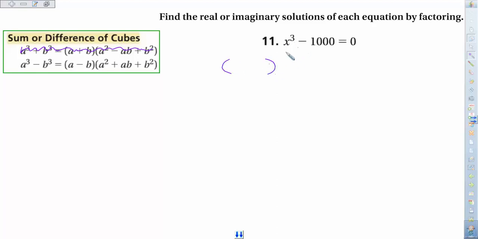So factor this one properly. Your first move, cube root of x to the third. I think that's x times x times x, so we can write down x. And then the cube root of 1,000. Can you think of a number that when you multiply it by itself 3 times you get 1,000? I think you can do that with 10. 10 times 10 times 10. So based off of this little template right here, see that minus sign? We're going to put a minus sign right there.